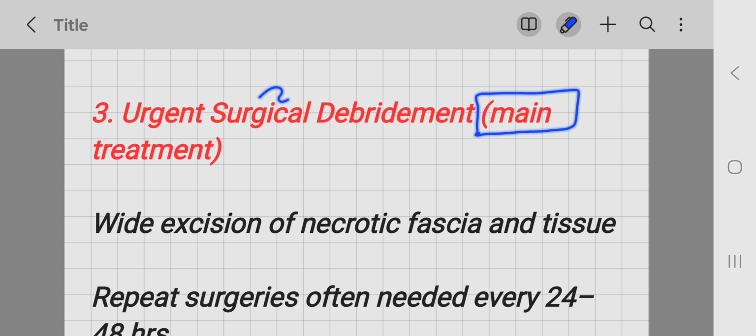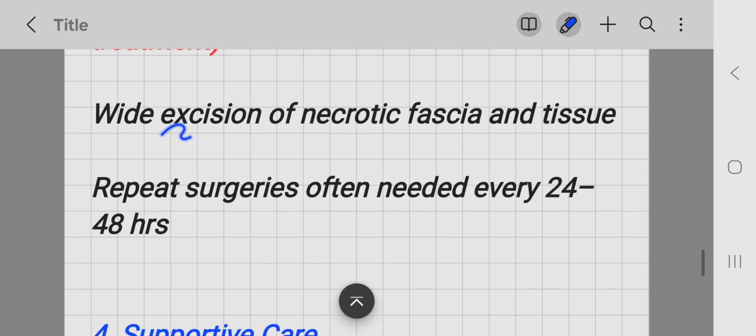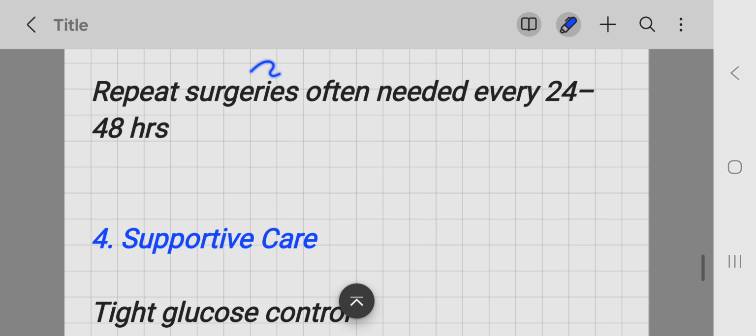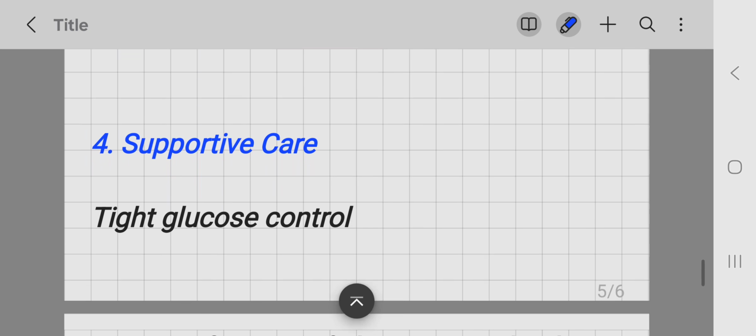Urgent surgical debridement should be done, and it is the main treatment because it is a surgical emergency. So you have to go for surgical debridement as soon as possible. You have to make wide excision of necrotic fascia and tissue. Sometimes repeat surgeries may be needed after 48 hours if the condition does not improve.